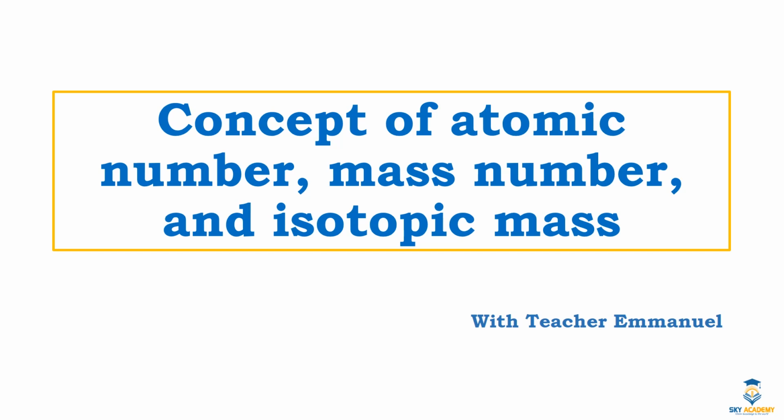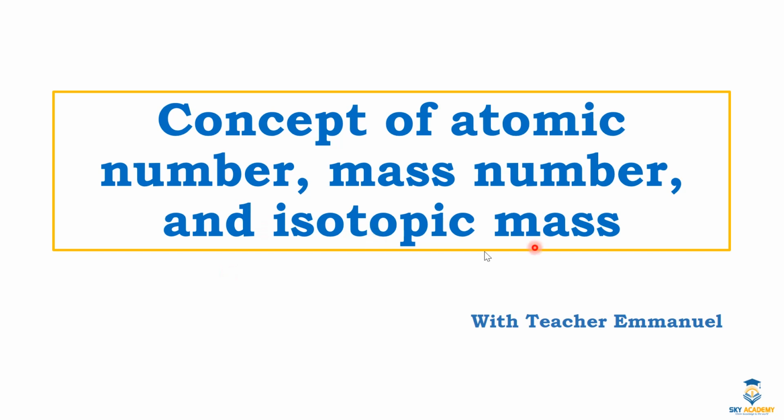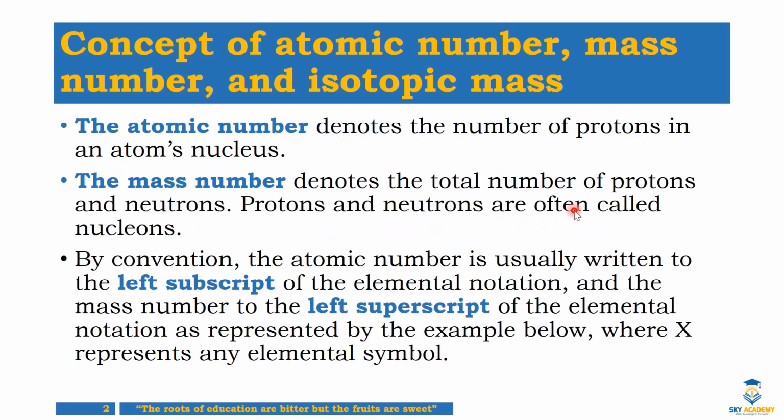Today we are going to look upon the concept of atomic number, mass number, and isotopic mass. Yes, we will continue to deal with the chemistry of senior 4, but we shall also look upon the other chemistries. But today, this is the topic of senior 4, secondary schools of Rwandan schools. Yes, so the concept of atomic number, mass number, and the isotopic mass.